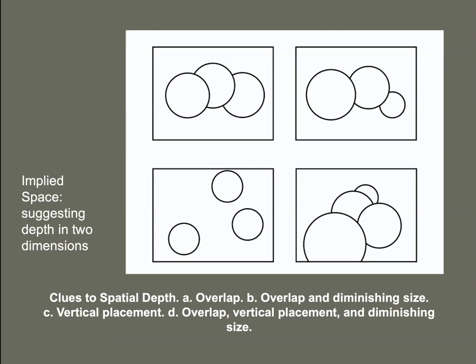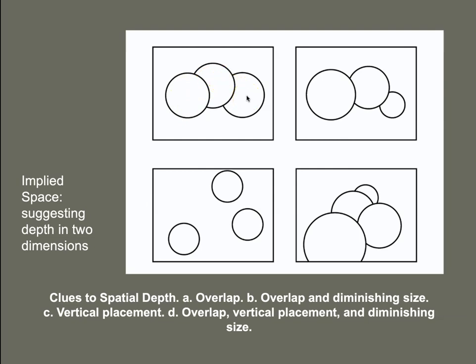And implied space is suggesting depth in 2 dimensions. And there's different ways to do that. And this little diagram shows you some of those ways. So first we have overlapping. Okay, so when one shape overlaps another, it seems like it's in front of it. So we can tell that this circle's in front, this one's in middle, and this one's in back.